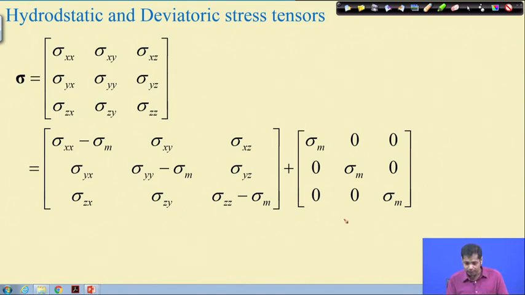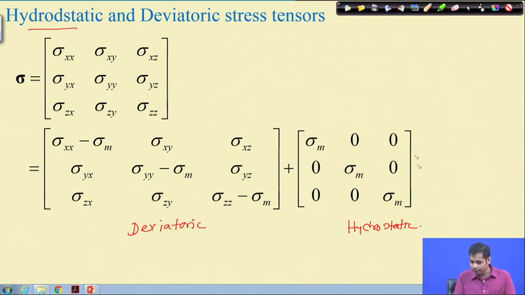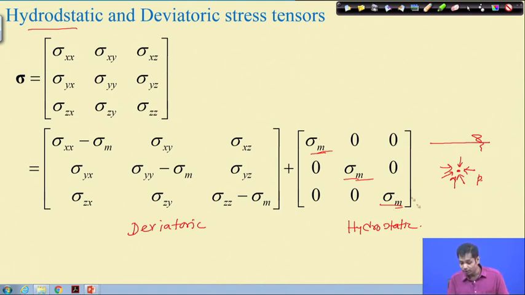This part is called hydrostatic part, or spherical part sometimes also, and this is called deviatoric part. Why is it the hydrostatic part? You see that all the normal stresses are the same, which is very similar to if you put an object under water and see the pressure in all the directions is the same, right? Pressure does not have any specific direction. Pressure is the same in all directions. The sigma is essentially the pressure, sometimes called mean stress. That is why it is called hydrostatic part, and this is called deviatoric part.